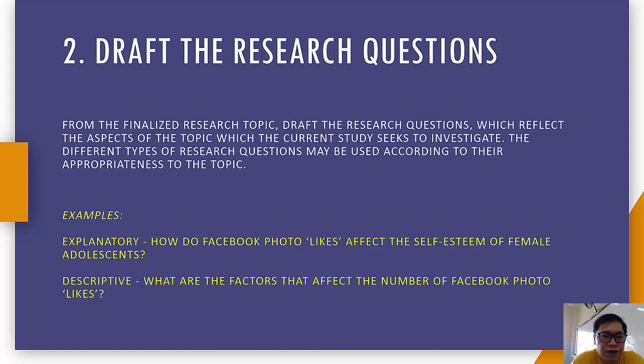Draft a research question from the finalized research topic. Draft the research question which reflects the aspects of the topic which the current study seeks to investigate. So we have different types of research questions that may be used according to the appropriateness of the topic. For example, explanatory: how do Facebook photo likes affect the self-esteem of female adolescents? And descriptive: what are the factors that affect the number of Facebook photo likes? We have here a descriptive example.